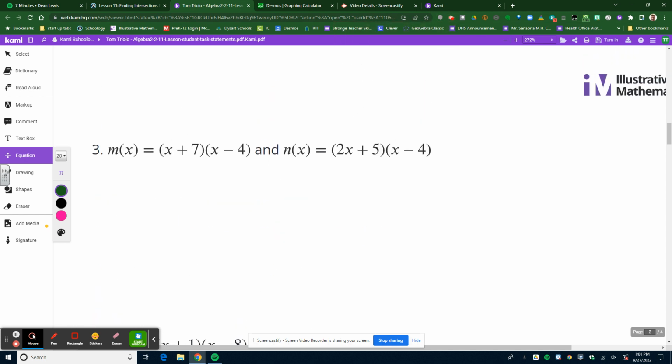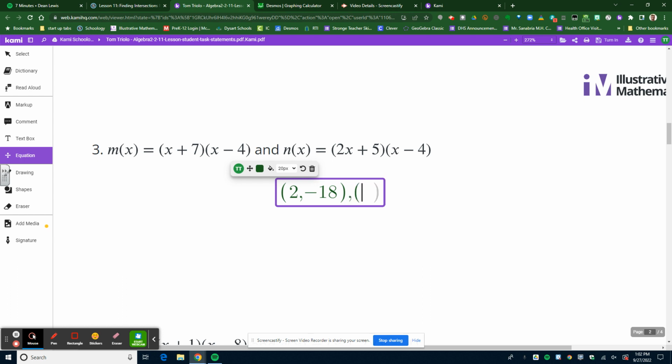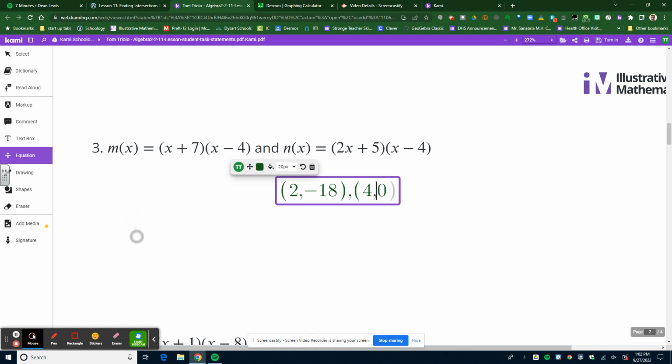First one, not too bad, right? How many times does it cross? Once? Just once? Really? I think it's twice. So once at 2, -18. Did I have to change my window maybe on that one? Probably. Okay. And where's the other one at? 40. 40 seems to be popular. Not a decimal point. Ready? Let's take a look at the next one.